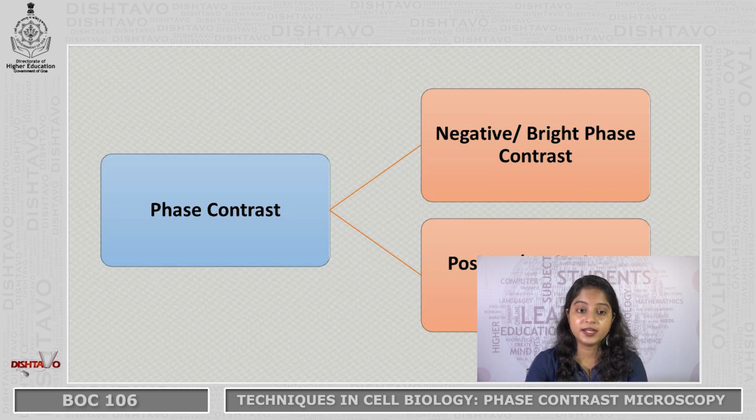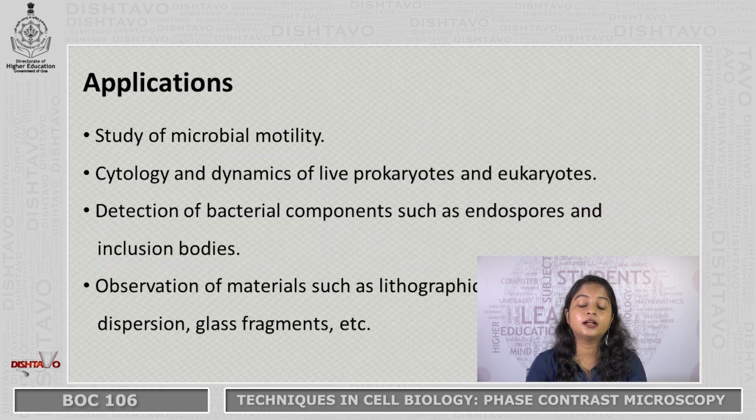We move on to the applications. Phase contrast microscopy is very useful in the study of microbial motility, especially in bacteria and some eukaryotes. Here the structures of cilia, pseudopodia and flagella can be studied. Also the cytology and dynamics of live prokaryotes and eukaryotes.